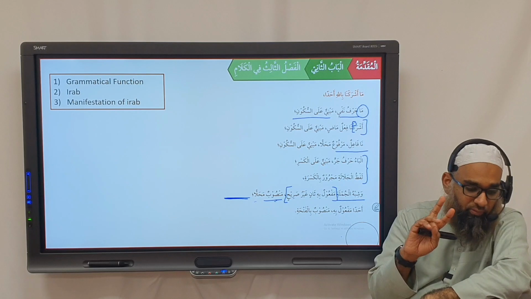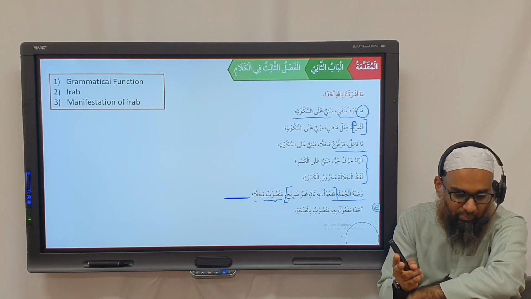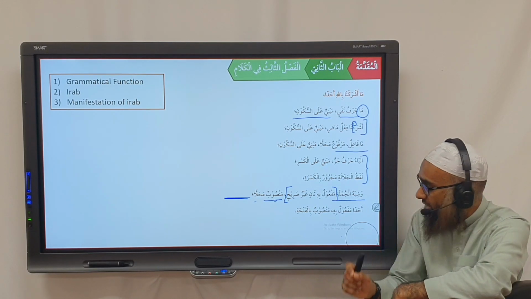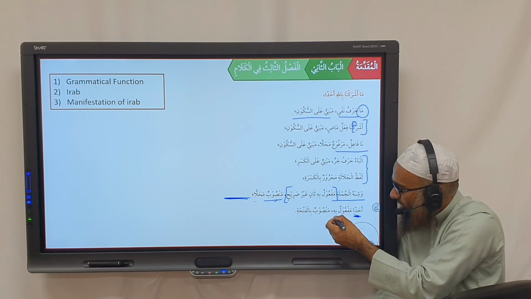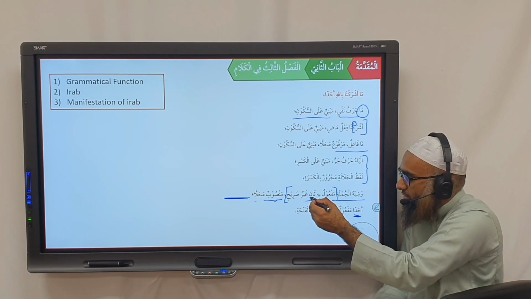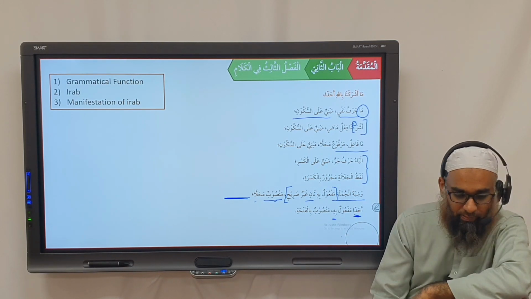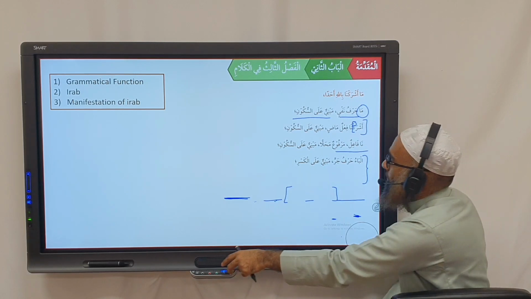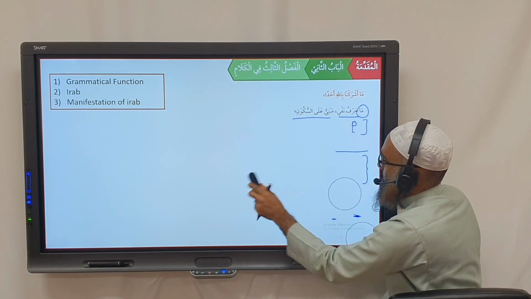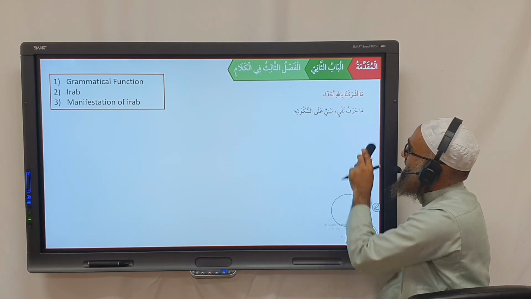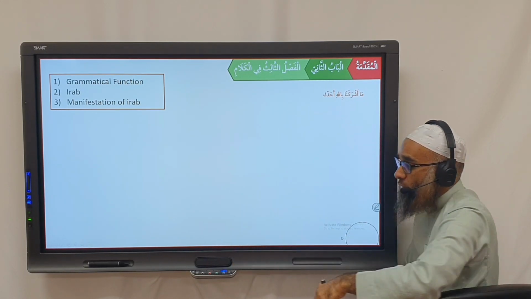If we have a maf'ul bihi and a maf'ul bihi ghayr sarih, both of them, you will normally make the explicit one the maf'ul bihi, and you make the other one the ghayr sarih, the shibul jumla ghayr sarih. Okay, because this is something new, it's been on the board, let's do it again. We'll get somebody else to do it again as practice, because this is a bit of a newer structure.